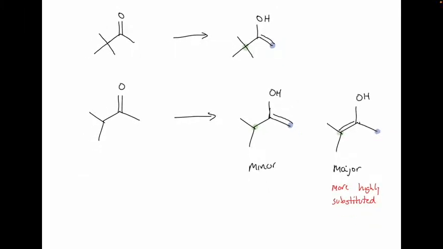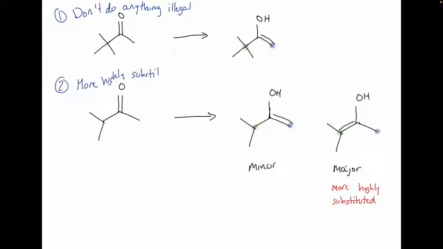All right, so those are two tricky situations that we want to make note of. Number one, don't do anything illegal. I mean, a good rule for life, but especially in chemistry. Don't do anything illegal. We can't have more than 4 bonds on our carbon. And then number two, even though we do have these two options, we're going to choose the more highly substituted enol.